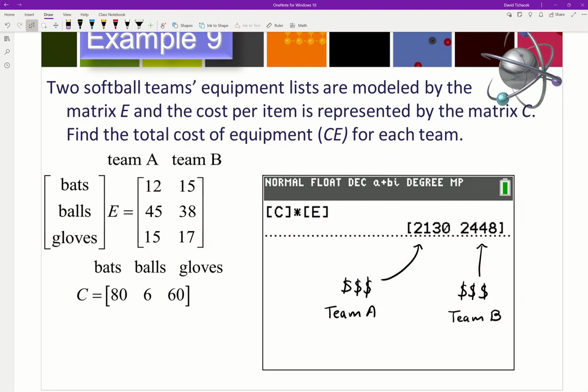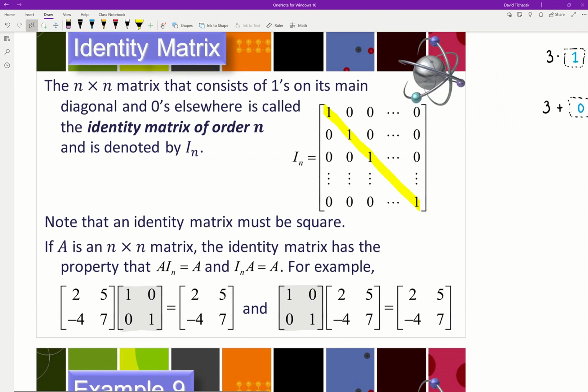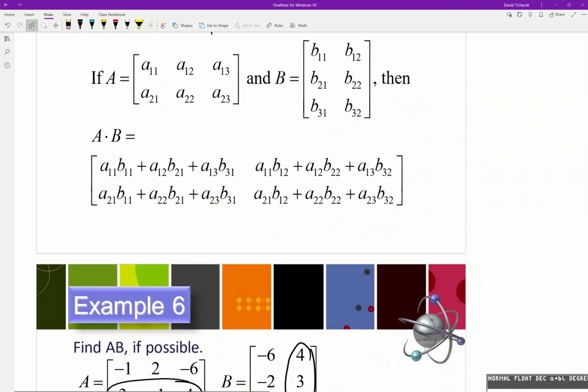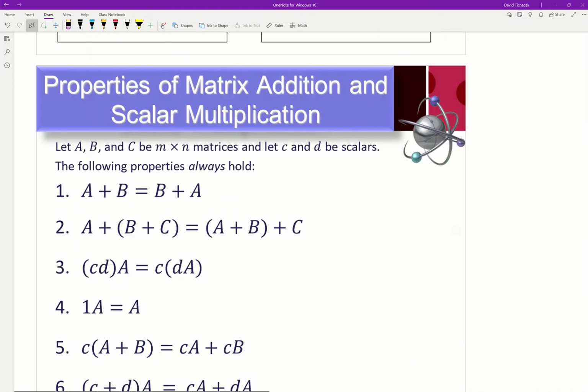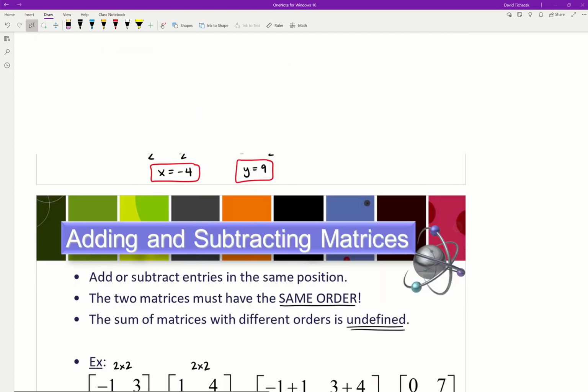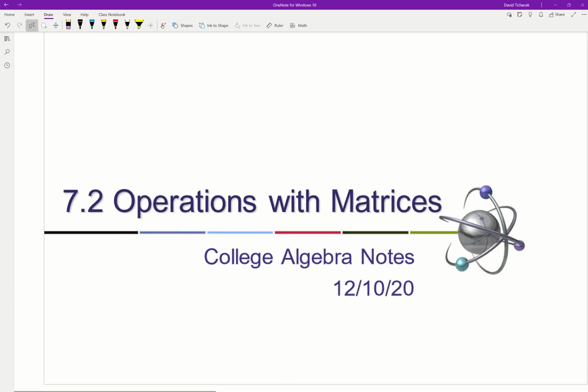When we do that, we see that we get $2,130 as the amount of money for Team A, and $2,448 as the amount of money for Team B. Again, I'll let you pause the screen there and read through that problem on your own. I know that matrix multiplication is a bit of a tedious calculation to perform, but that is the way we have to define matrix multiplication when we look at that situation. The basic question in this video was, do matrices behave in the same way that numbers behave? The answer is yes, for the most part, except when it comes to multiplying two matrices together. That's when we have to define that special case.